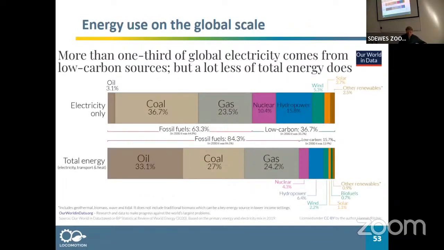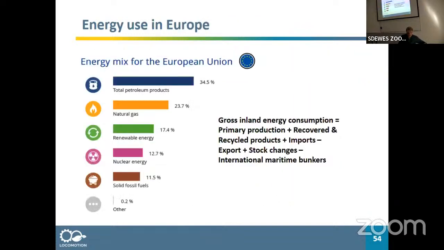So when we come to energy, we have this graph already, so I will not go through this. Then we have the energy mix of Europe. This is the gross inland energy consumption: primary production plus recovered and recycled products plus imports minus exports plus stock exchanges minus international maritime. You can see Europe still has a strong need for fossil fuels, even though we have a good share of renewables and newly classified renewables, nuclear energy, but we still have a dependency on these products.